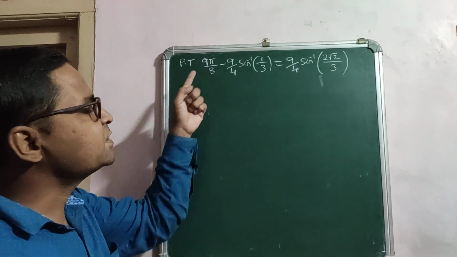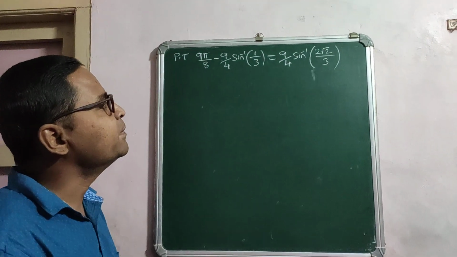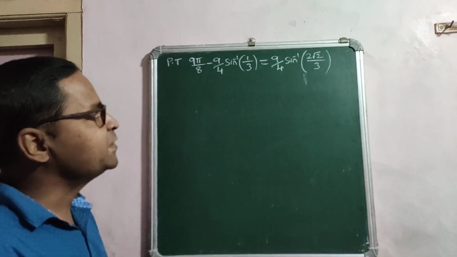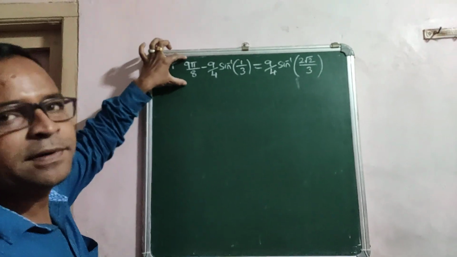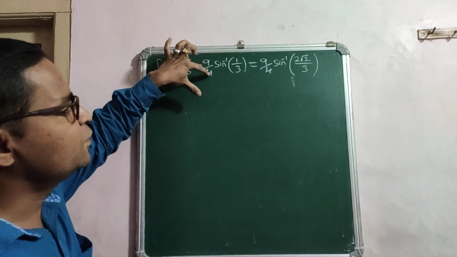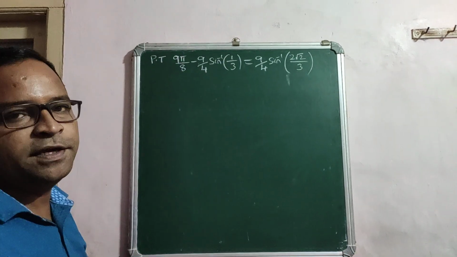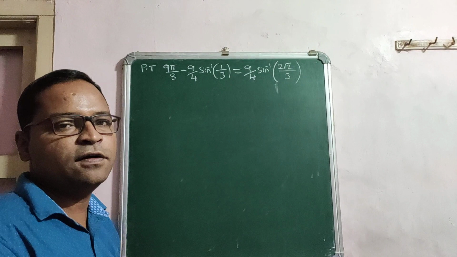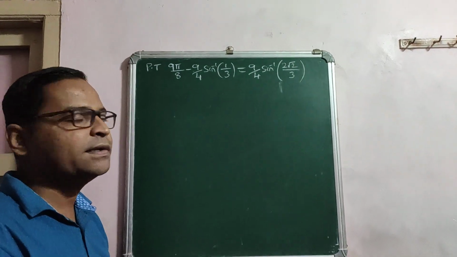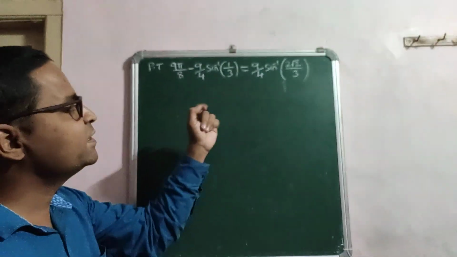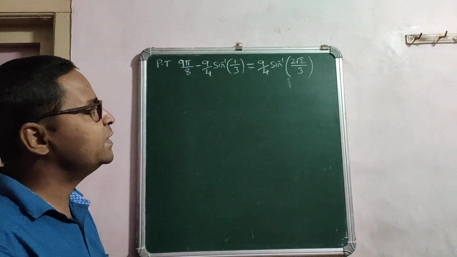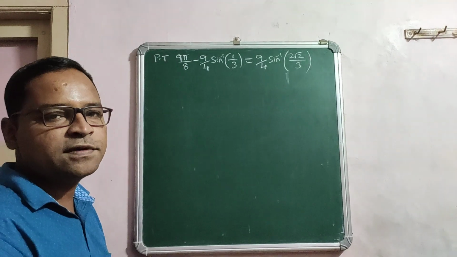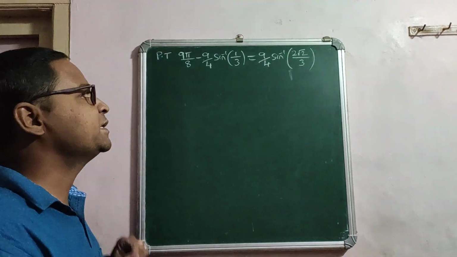Let us prove this result. 9 pi by 8 minus 9 by 4 sine inverse of 1 by 3, that is 9 pi by 8 minus 9 by 4 into sine inverse of 1 by 3. We require to prove that it equals 9 by 4 sine inverse of 2 root 2 divided by 3. For proving this, we have two methods. Let us discuss the first, that is the easier method.